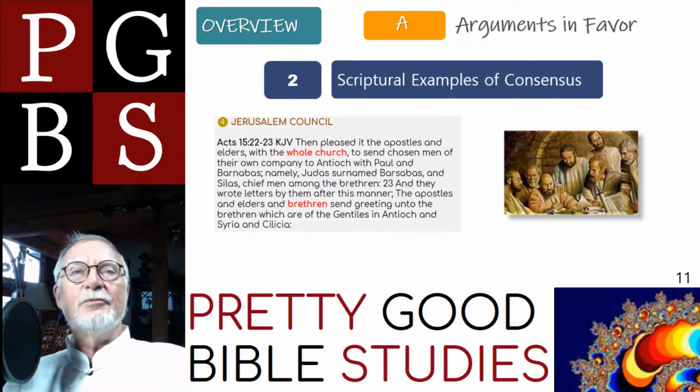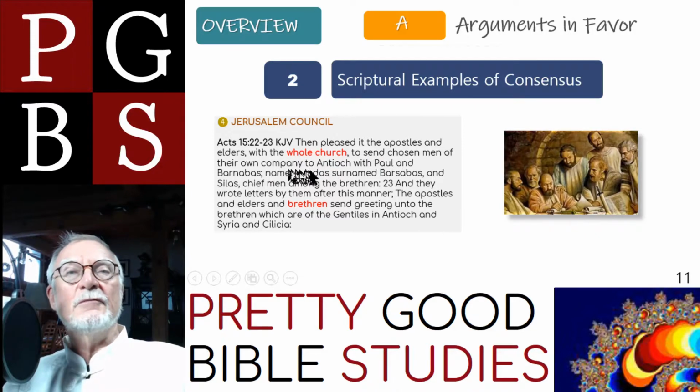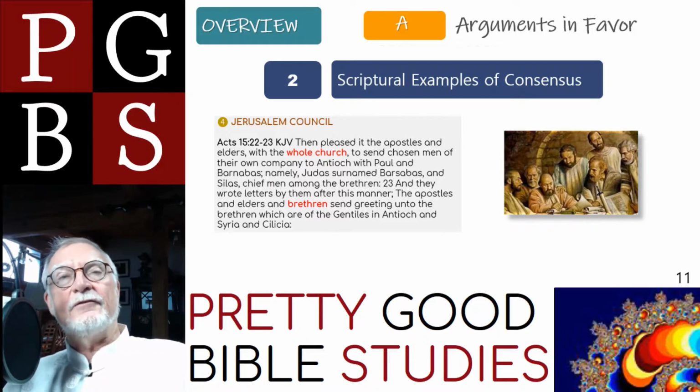The fourth example of consensus making is the Jerusalem Council, Acts 15, verses 22 through 23. Then it pleased the apostles and elders with the whole church, notice that, the whole church in red, to send chosen men of their own company to Antioch with Paul and Barnabas. This is after the council. They wrote the letter, and then they were going to send the letter out to the other churches, and Antioch was the first one, and Paul and Barnabas, since they were from Antioch, were going to carry this Jerusalem council letter, which had the decision of the council.